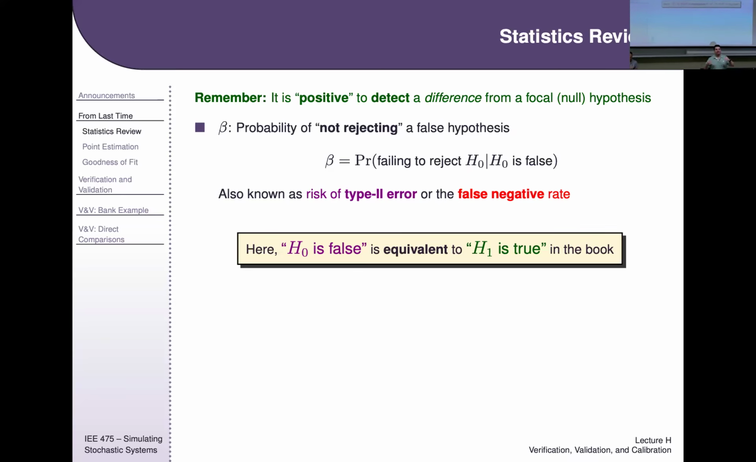Our type 2 error is that even though the systems in reality are different, our intervention system generated data close enough to our real system that when we looked at it, we said, well, most likely they're actually identical. How often do we make that error? That's the type 2 error, the beta, the probability of not rejecting a false hypothesis.